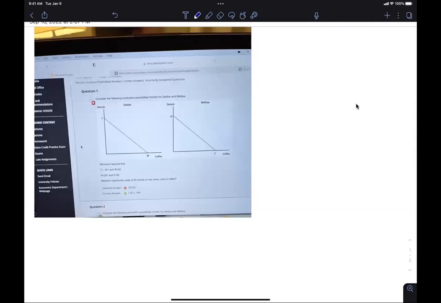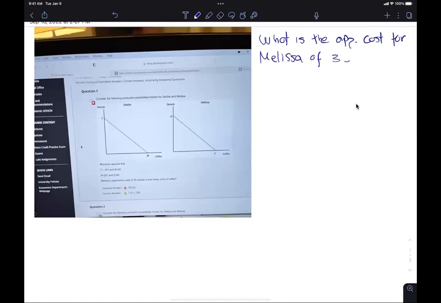Melissa's opportunity cost of 35 donuts is how many units of coffee? Let me rewrite this question in a way that is a little bit clearer. This question is asking you, what is the opportunity cost for Melissa of 35 donuts? That's really what this question is about. That's what it is telling you.